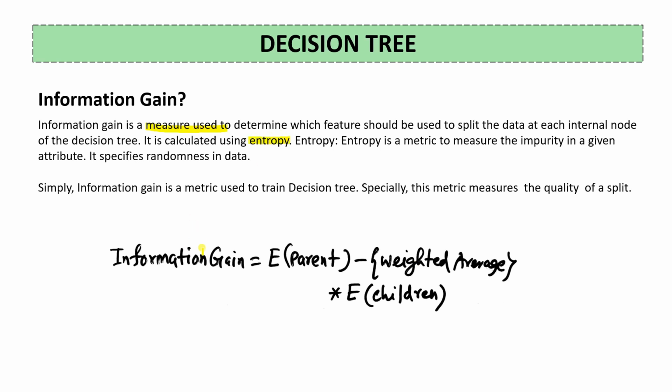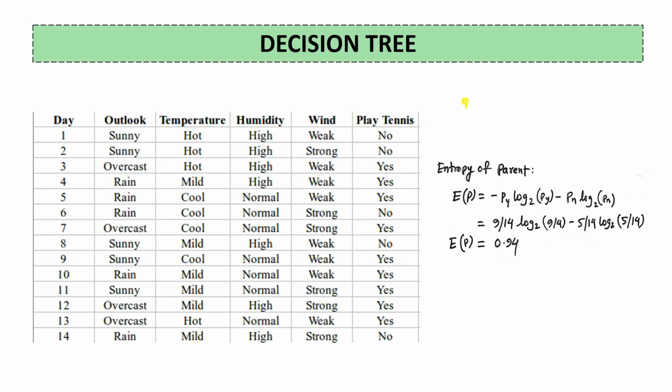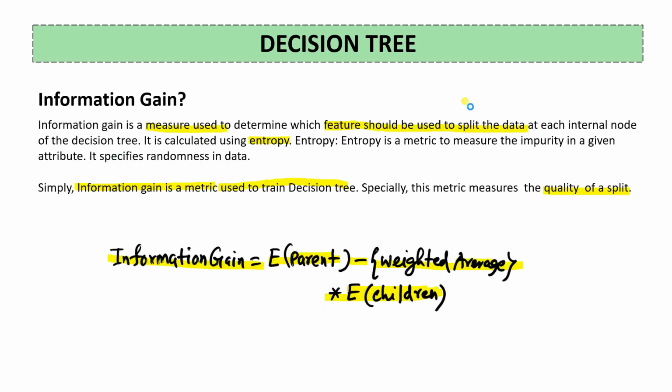If you see the equation, information gain equals the entropy of the parent minus the weighted average of the entropy of the children. So simply, information gain is a metric used to train a decision tree. This metric measures the quality of a split based on a feature and tells which feature should be used to split the data. Let's take some examples and try calculating the entropy for the parent and the information gain.